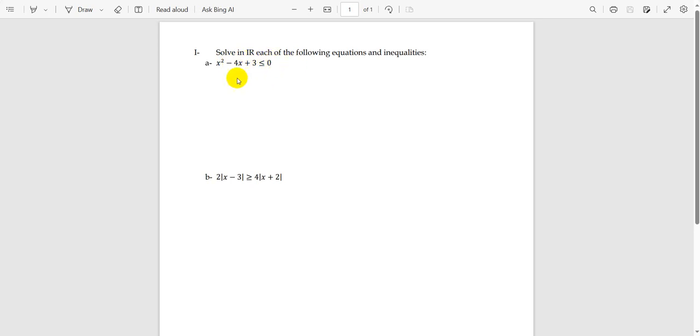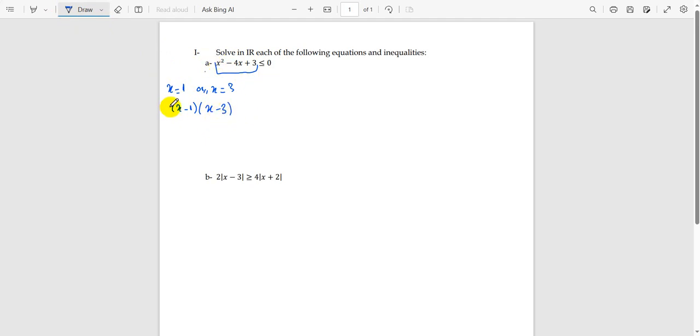Solve in R each of the following inequalities. Right here, in order to solve this inequality, I have to find first of all the roots. You can use the calculator, of course, and you will get that x equals 1 or x equals 3. But since 1 is a root, then x minus 1 is a factor. The second factor will be x minus 3.